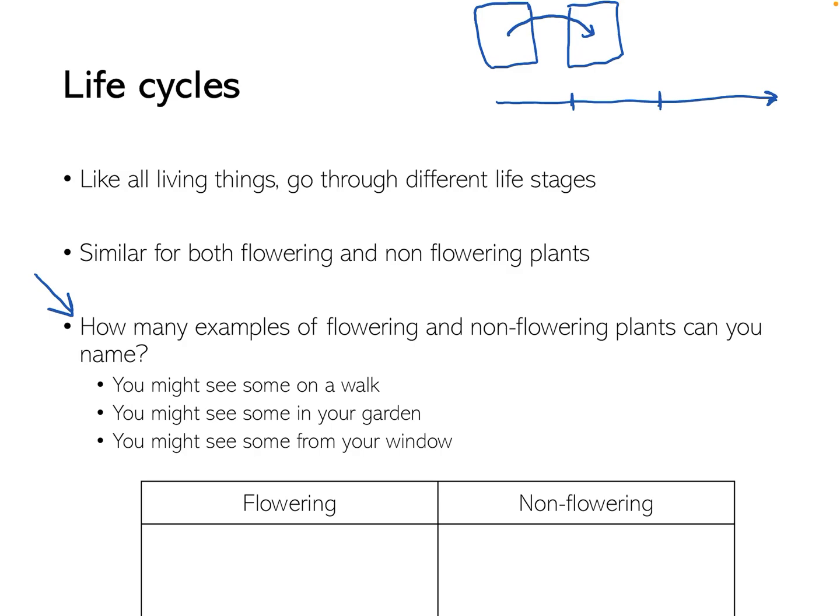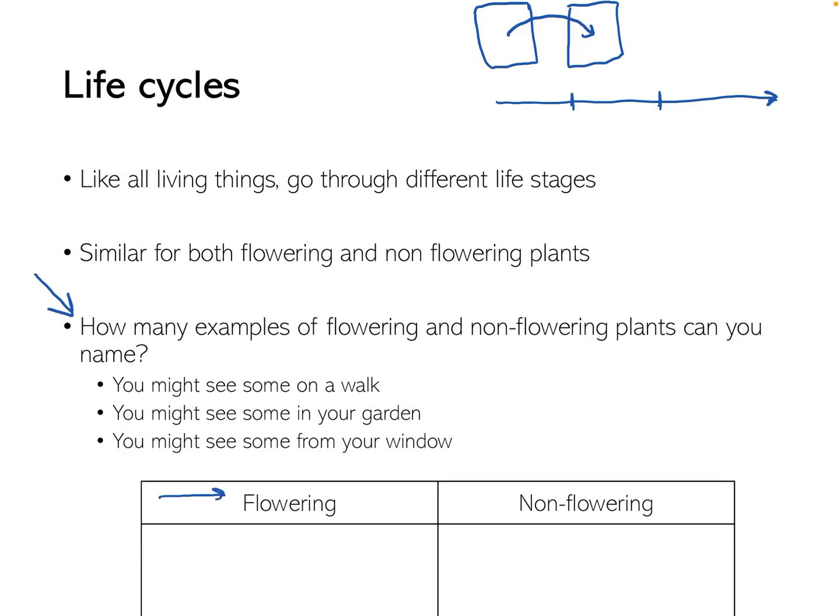Now, you might see some of these on a walk, you might see them in your garden, you may just see them from your window. Wherever you've seen them, you may have seen it in a film. Can you remember what it looks like? Can you remember any names? You might want to draw some.